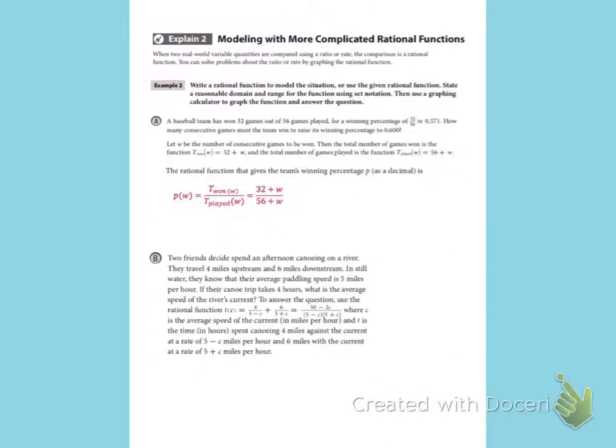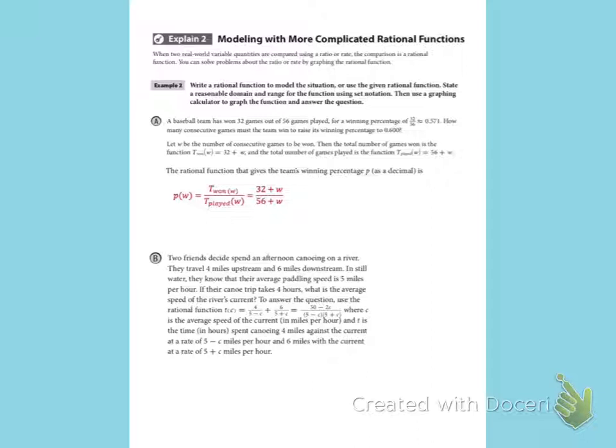So our final examples are going to be about modeling with more complicated rational functions. And so when two real-world variable quantities are compared using a ratio or a rate, the comparison is a rational function. And you can solve problems about the ratio or rate by graphing the rational function. There also is a way in most of these to solve algebraically as well. And in this first example, I'll show you how to do that as well. But mainly we're going to, again, depend on the graphing calculator.